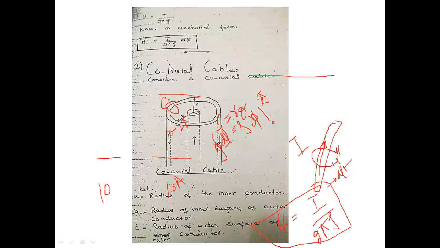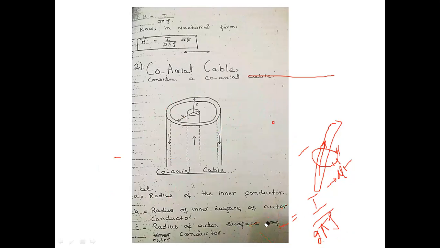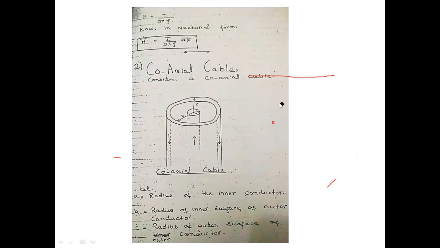Okay, so now coaxial cable. We have already discussed the coaxial cable in the midterm course as well. So now again, coaxial cable as an application of Ampere circuital law. As we know, in a coaxial cable we have two conductors. One is the inner conductor and the other is the outer conductor. The inner conductor is a solid conductor, while the outer conductor is in the shape of a hollow conductor, just like a pipe.